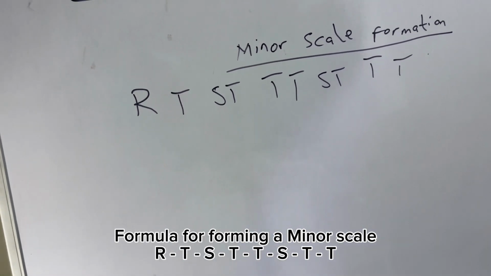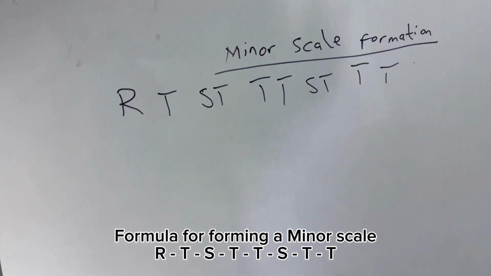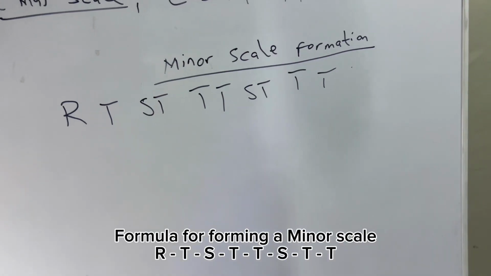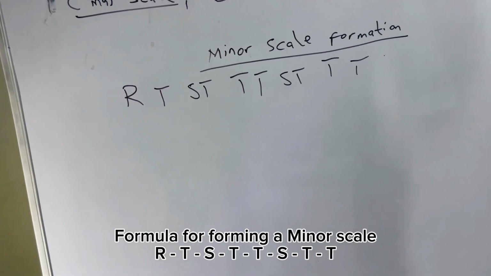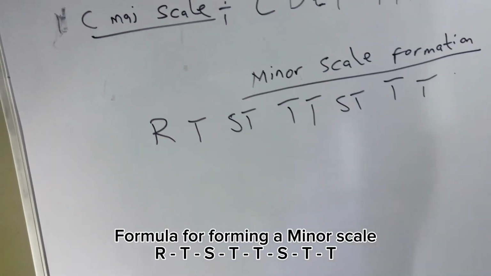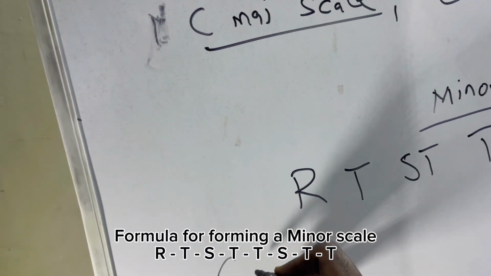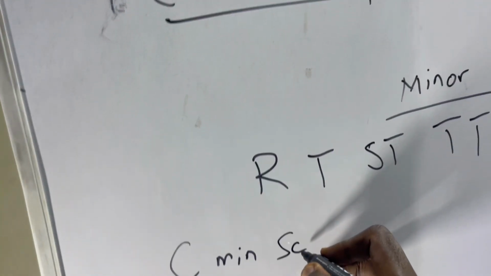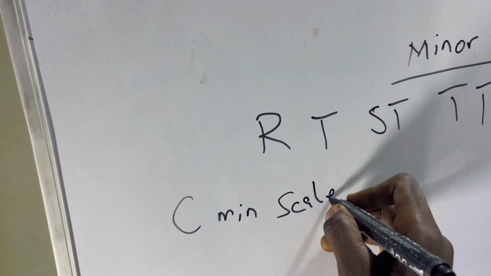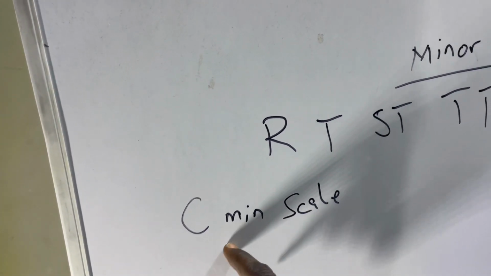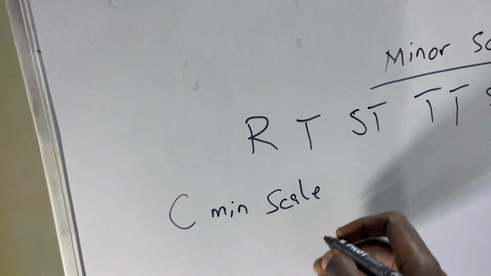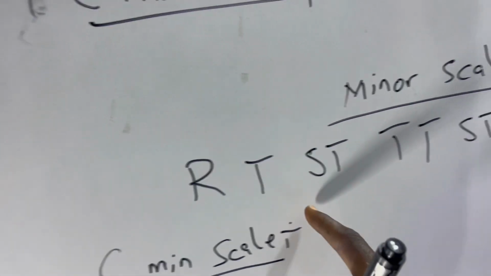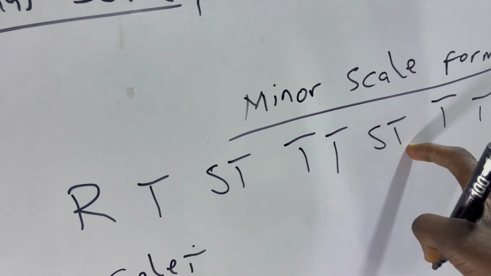So this is simple. This is a formula for finding the minor scale of every key. So for instance, let's choose C minor. Say you have to find a C minor scale. This is how we write the short form of minor, MIN. So you say root note, tone, semitone, tone, tone, semitone, tone, tone.